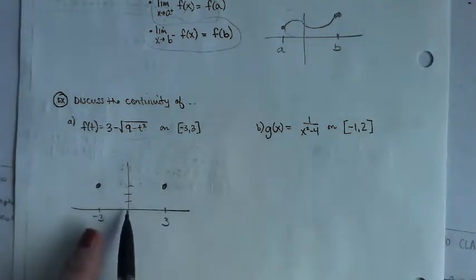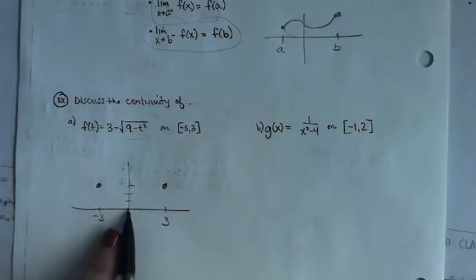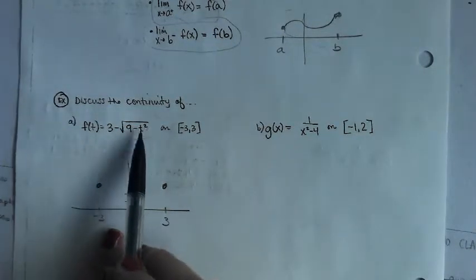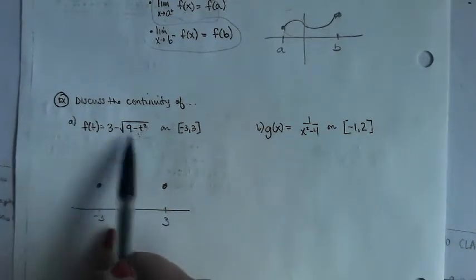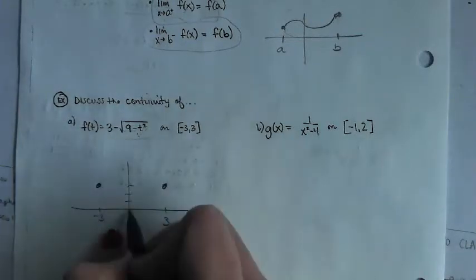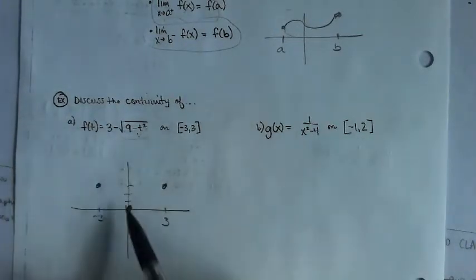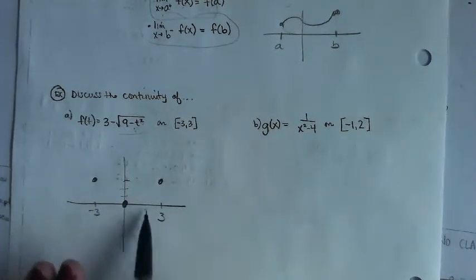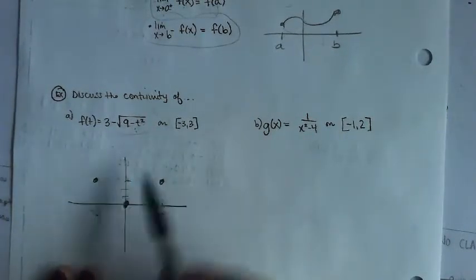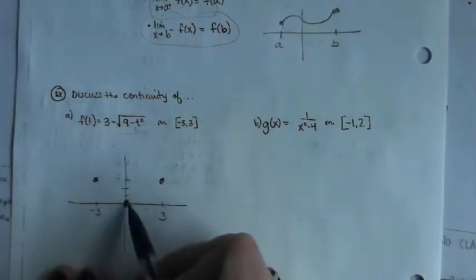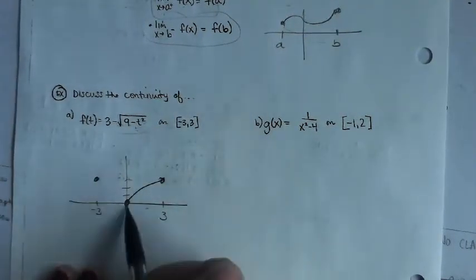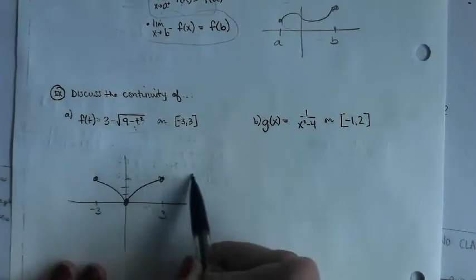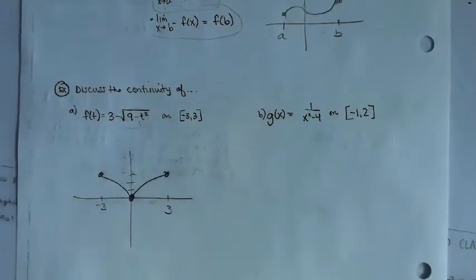What happens at 0? 9 minus 0 squared is 9. Square root of 9 is 3. 3 minus 3 is 0. So we have this point 0, 0. And in between there, does anything not exist? No. And what we know based on radical functions is that they have that shape to them, where normally we throw arrows on the end, but here we don't.